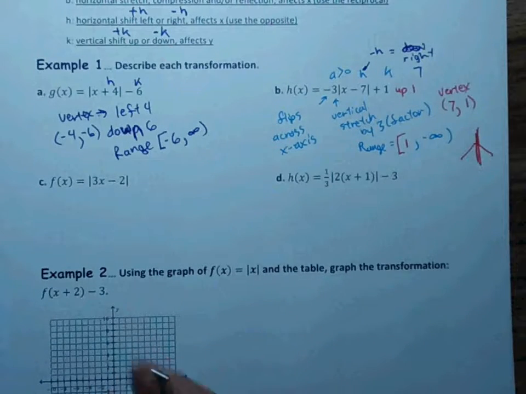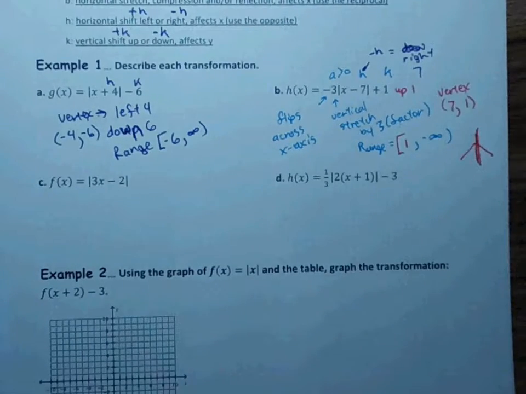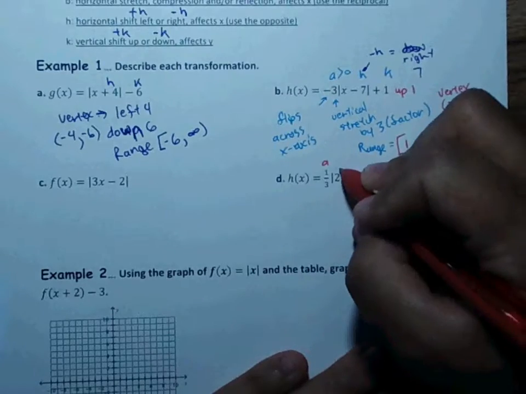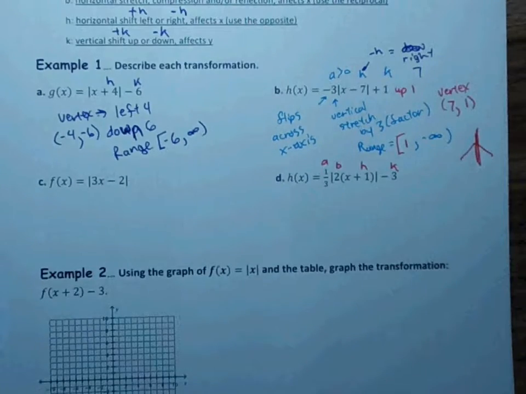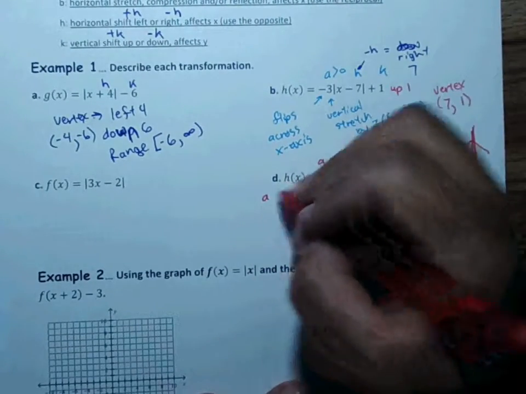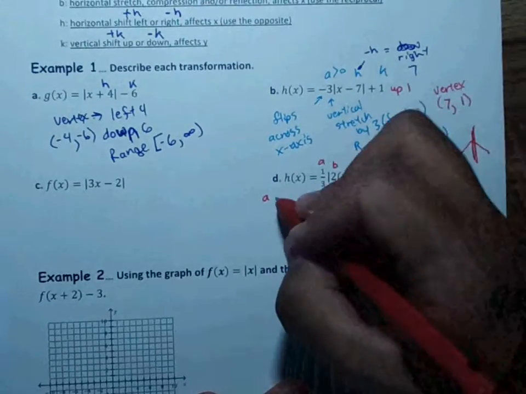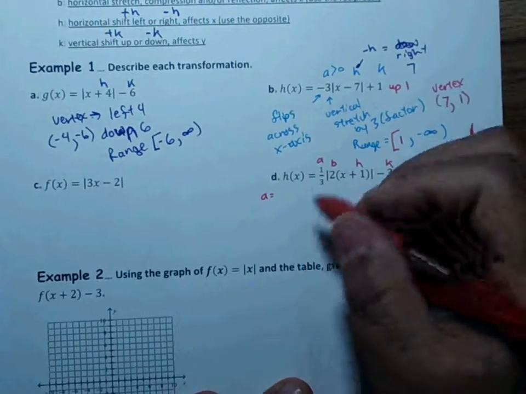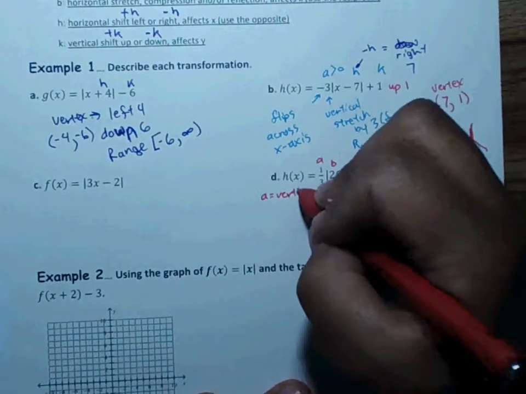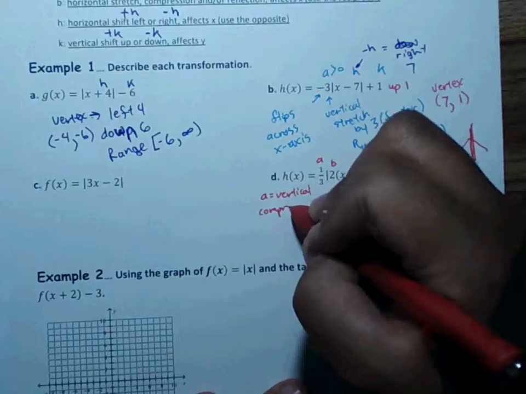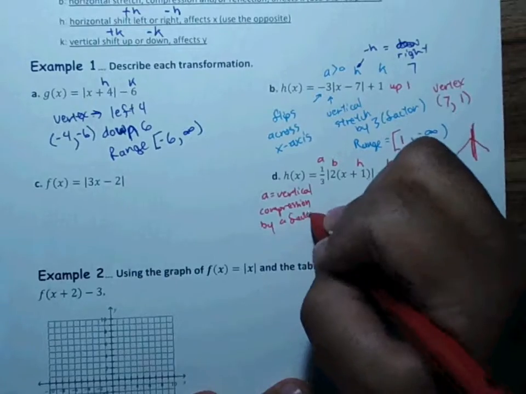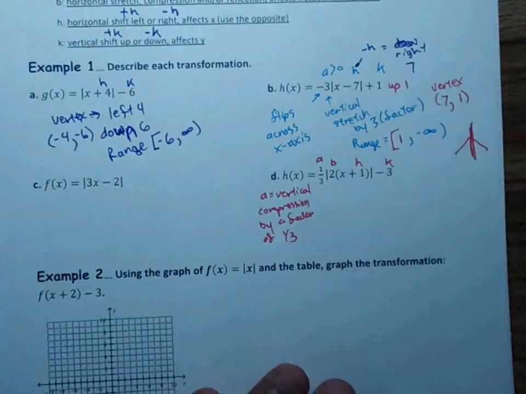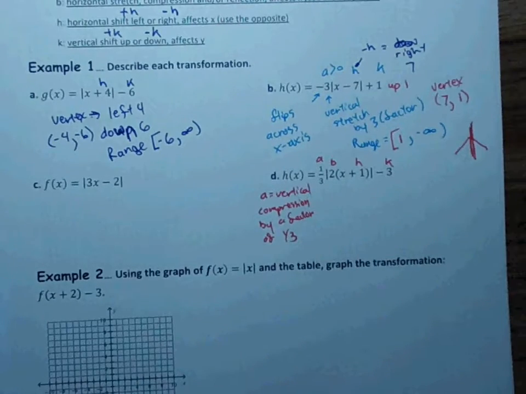I'm going to come back to C in just a minute. Let's look at D real quick. D has all of our components again. So I have A, I have B, I have H, and I have K. So my A is 1/3, and since A is less than 1 and greater than 0, it is going to be a vertical compression by a factor of 1/3, or you're going to compress it by 1/3.